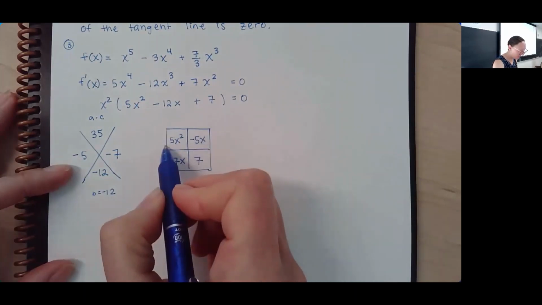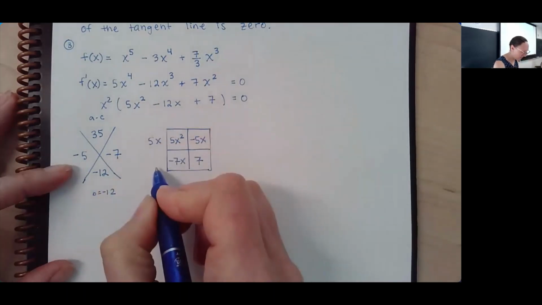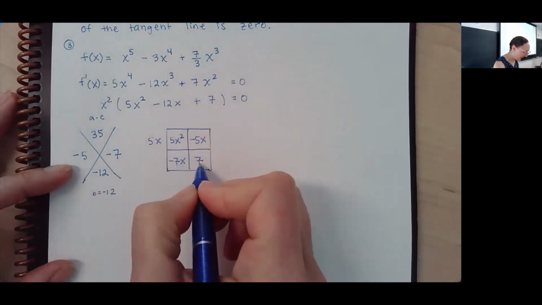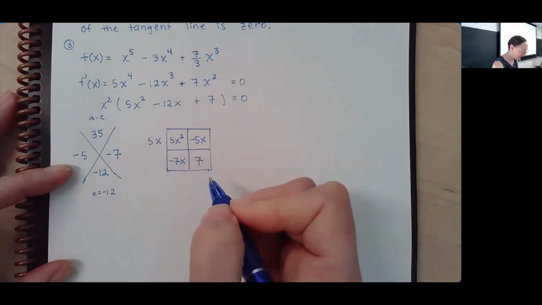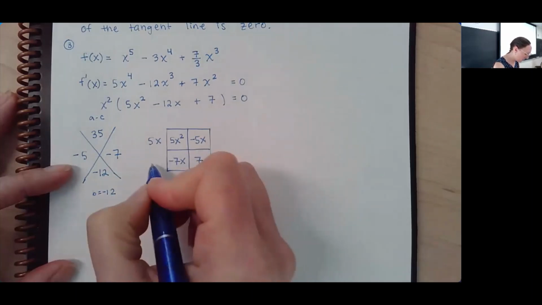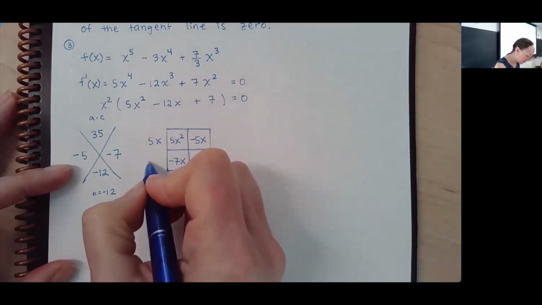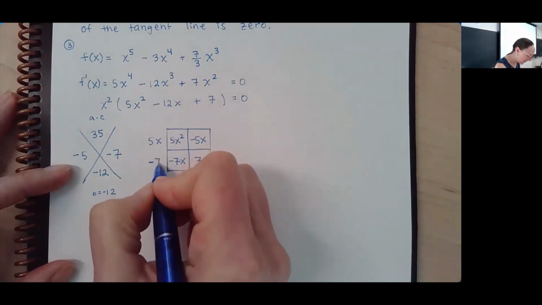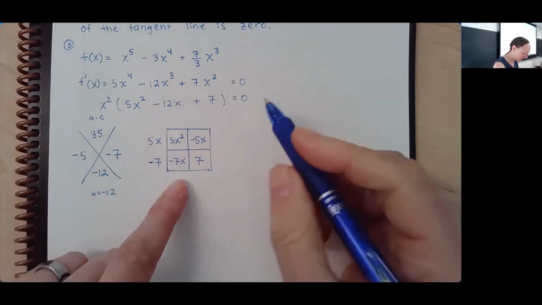So on the top, I could pull out a 5x. And on the bottom, I could either think about this as pulling out a +7x or a -7x. I'm going to go ahead and pull out a -7. Try that and see what happens.